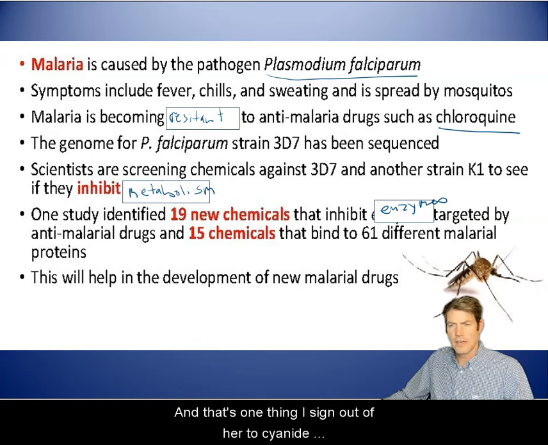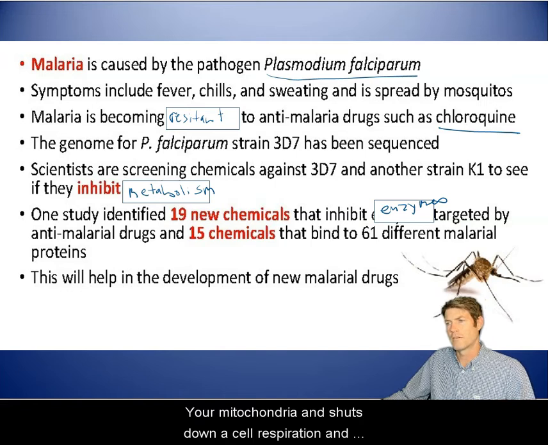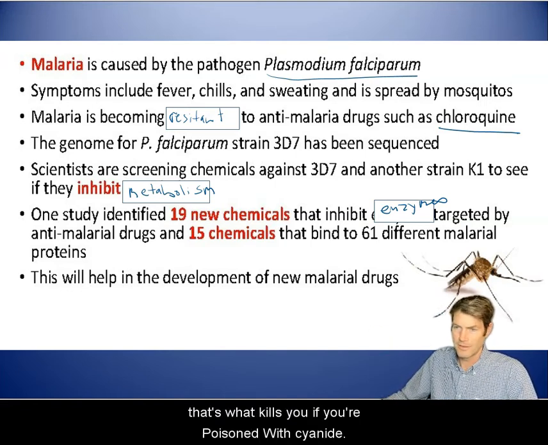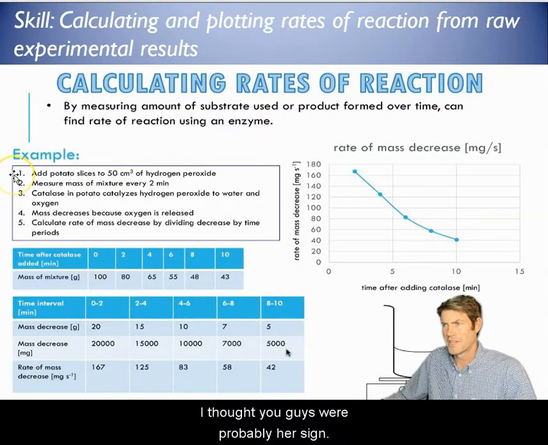And that's one thing. Cyanide, you've heard of cyanide poisoning. What cyanide does, it shuts down your mitochondria and shuts down cell respiration, and that's what kills you if you're poisoned with cyanide. You guys have probably heard of cyanide.